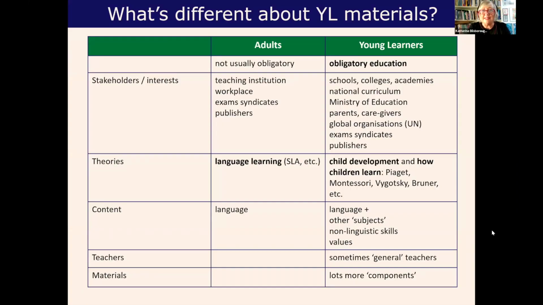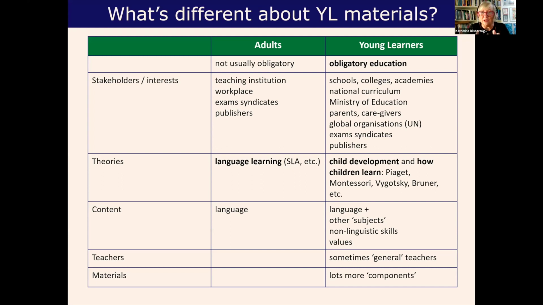Okay, so the stakeholders. I've already mentioned that for adults it is not usually obligatory, okay, unless of course a business is telling their staff that they have to get a certain level of English or whatever. But for young learners, it's often obligatory. The stakeholders are the people who have an interest in the materials. So with adults, we've got a teaching institution, we've got maybe a workplace, there might be exams, syndicates, and publishers. And then with young learners, you can see we've got a lot more, okay? So we have to keep these people happy, if you like, with our materials.